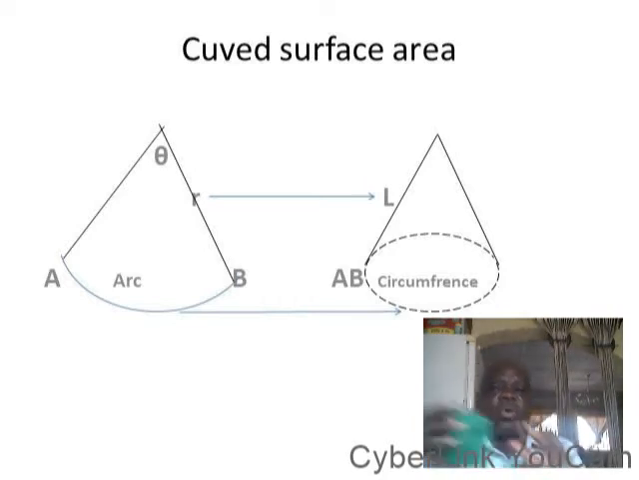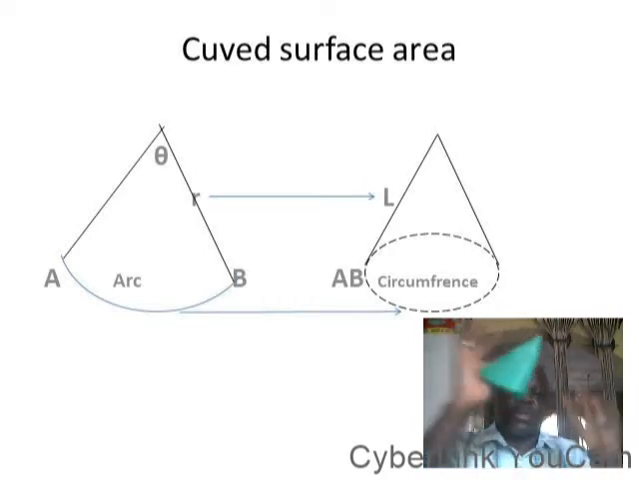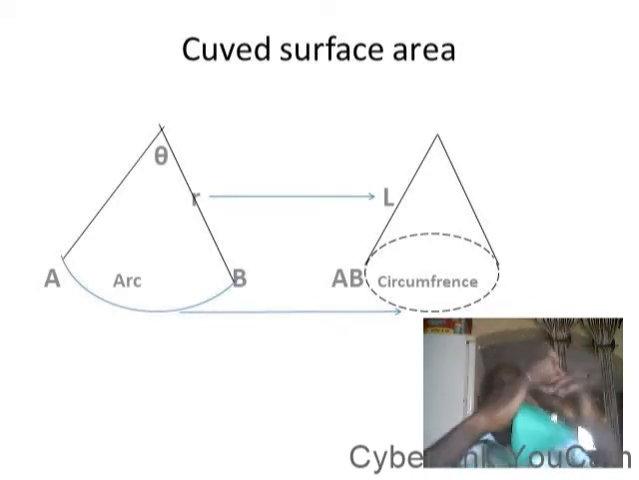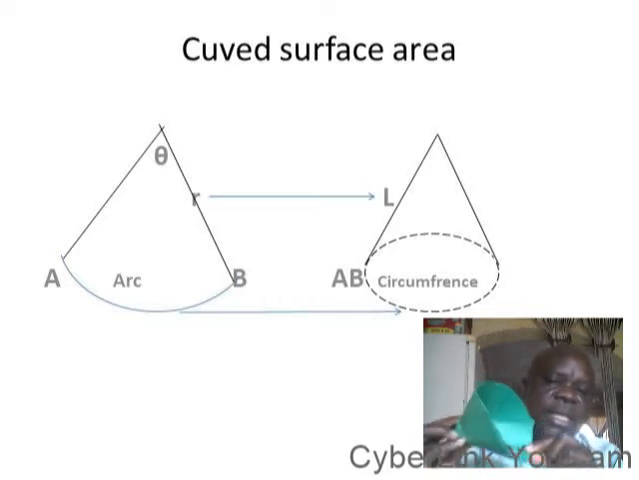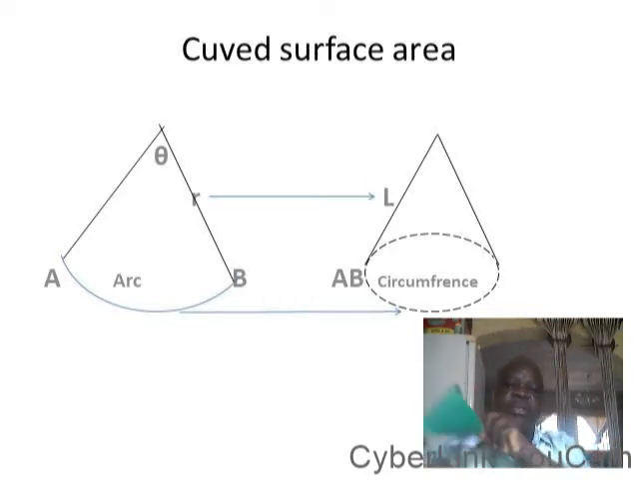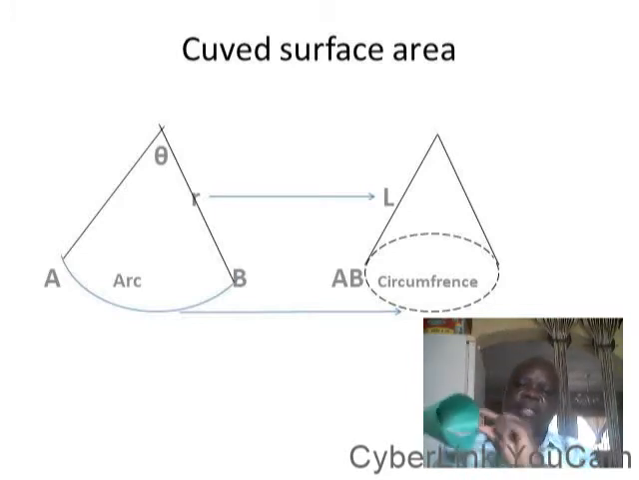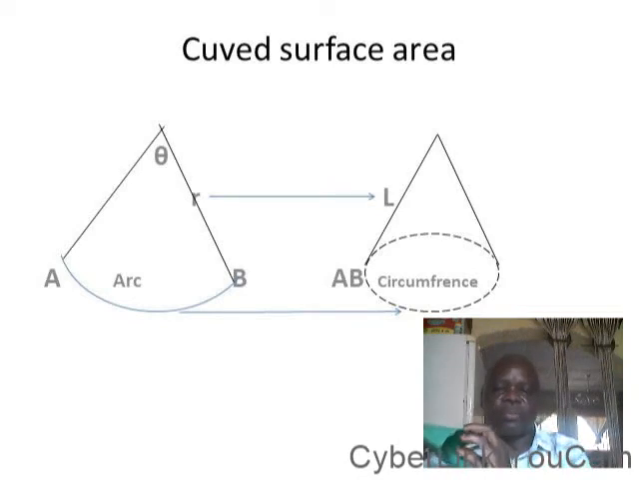Now this is a cone. This is the circular base. You can see it is a circle. Then this circle, when you curve it, it becomes a cone.